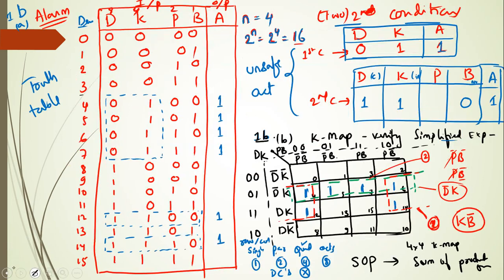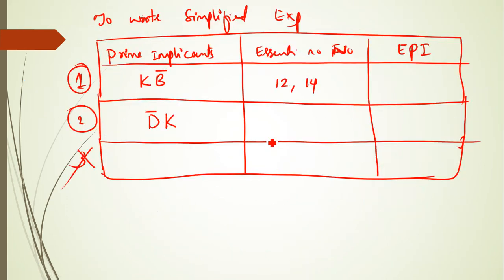Similarly, check for the second group. In the second group, the same ones are mingled with two groups, and these two, that is 5 and 6, are not mingled. So just write it down in here, the 5 and 6.